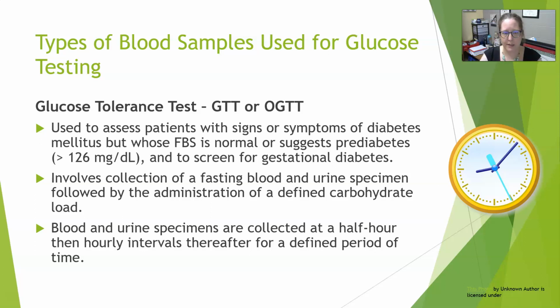What this involves is a collection of a fasting blood and urine specimen, which will both be tested for glucose, followed by the administration of a defined carbohydrate load. Usually it's a really, really sweet drink that you have to drink pretty quickly. And then blood and urine specimens are collected again at a half hour and then at hourly intervals thereafter for a defined period of time, which could be 2 hours or 3 hours. I've rarely seen them do more than 3 hours. And some labs don't do the urines, they just do the blood.